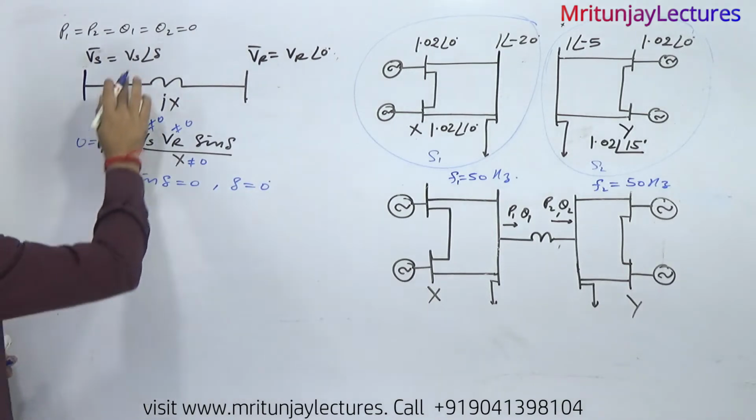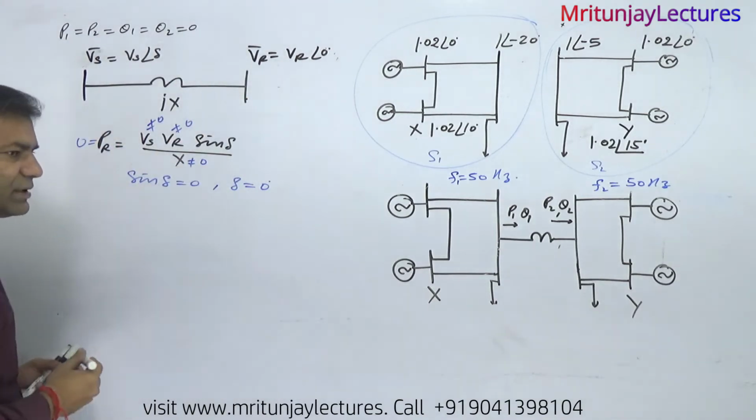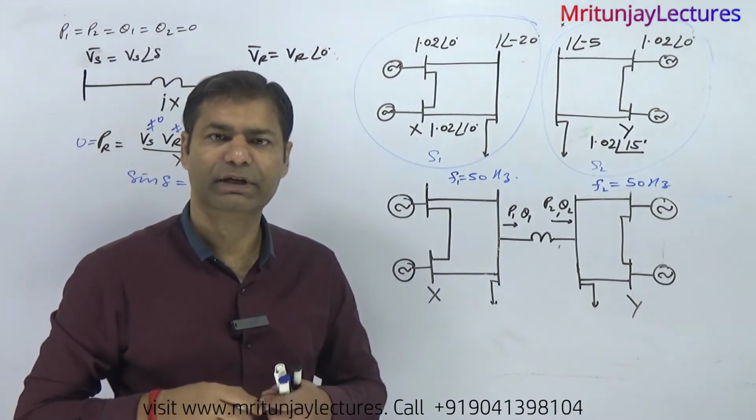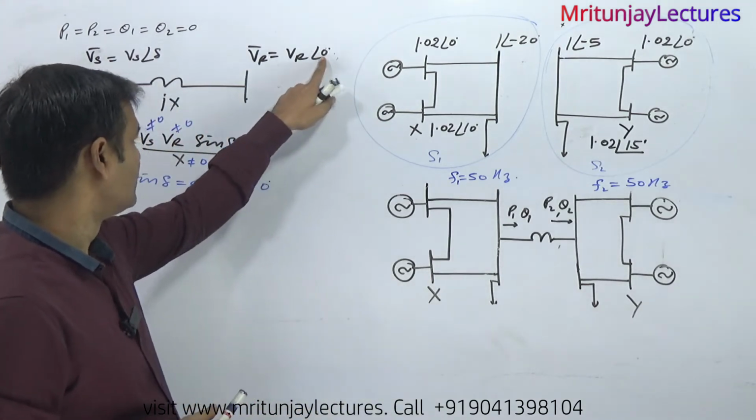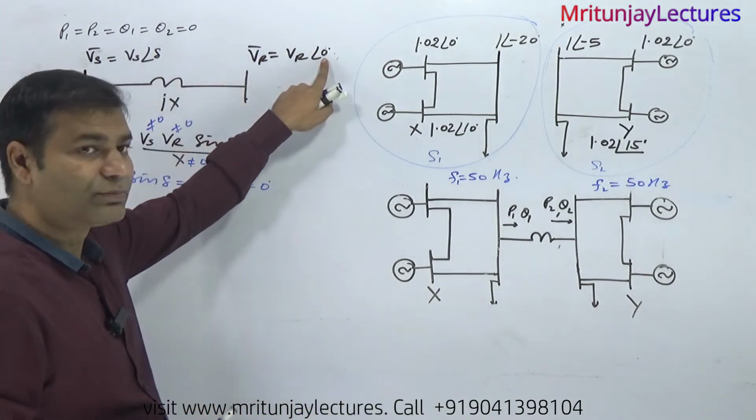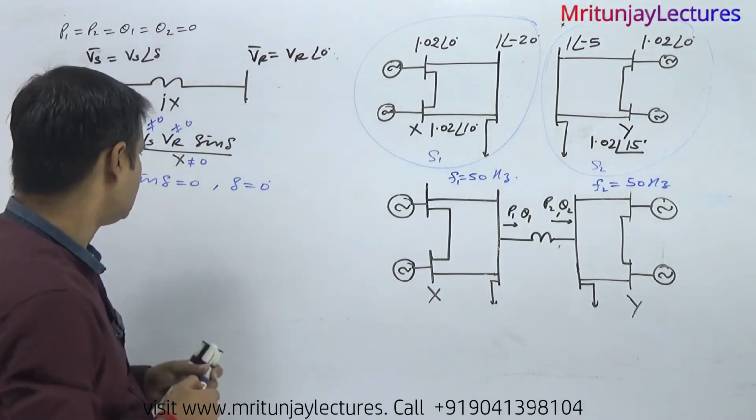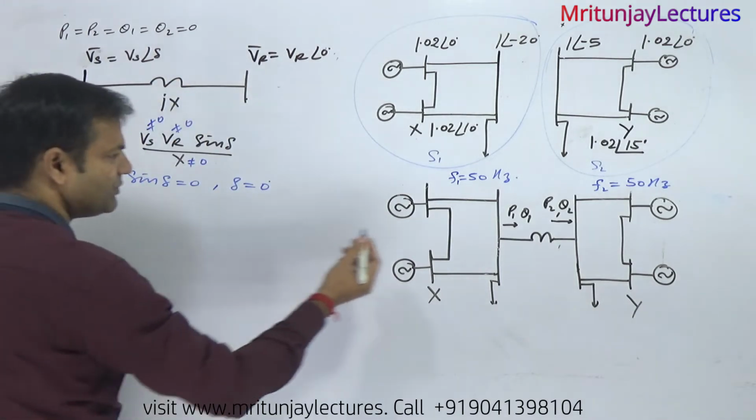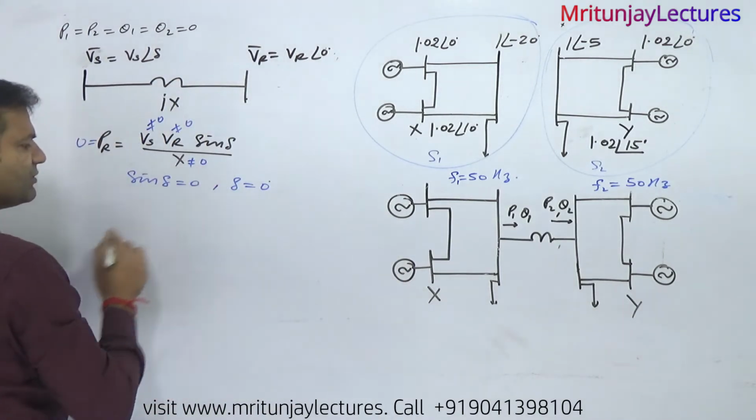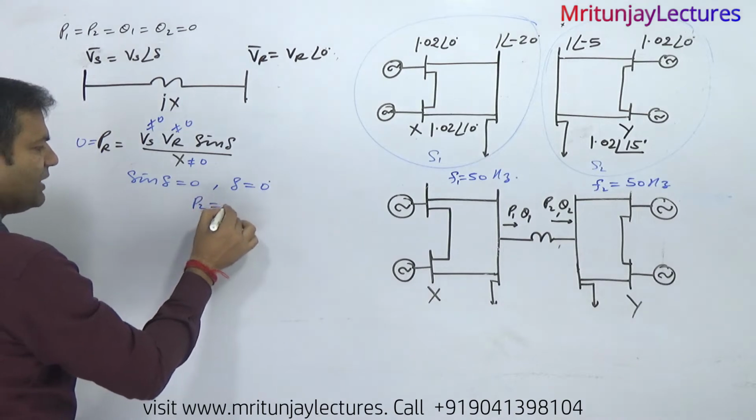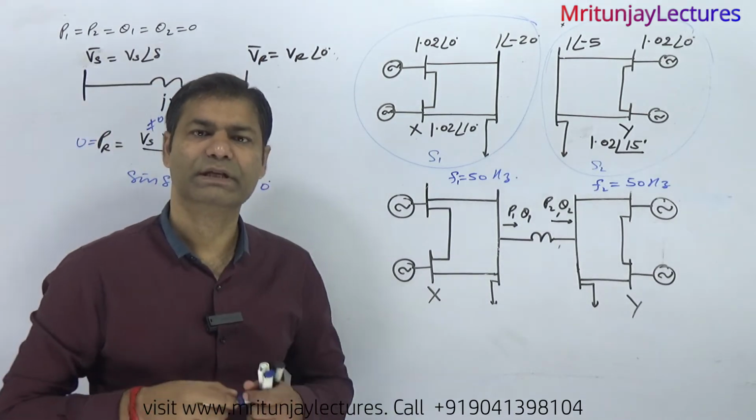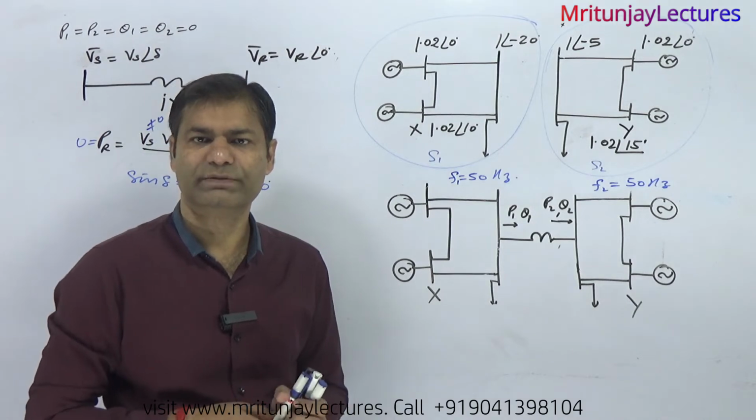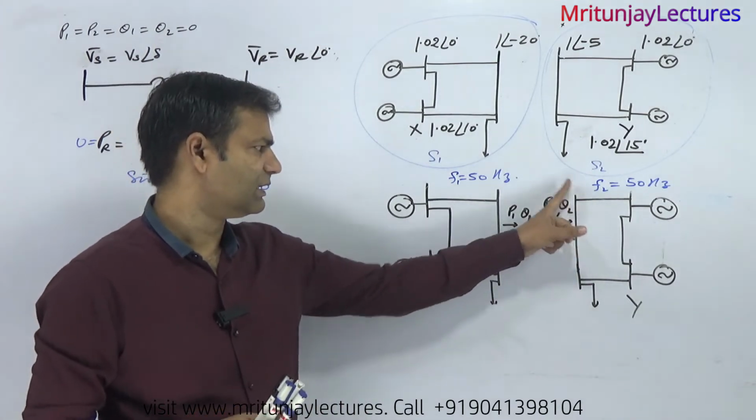It means the sending and receiving voltage angles are the same. That is possible only when both phase angles are the same. Then the receiving power P2 is 0. Clear? So P2 is 0 because delta is 0, that is, the voltage phase angles at the sending and receiving ends are the same.